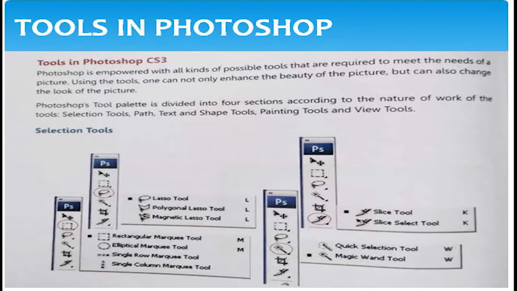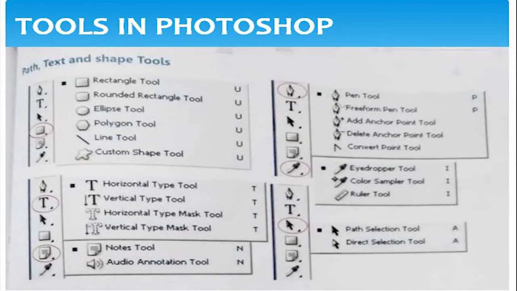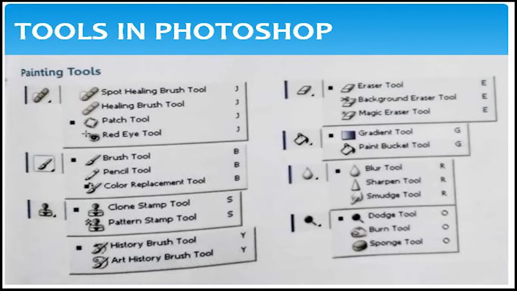By using these selection tools, we will select the image. Next one is path, text and shape tools. By using these, we can enter text in Photoshop and we can draw shapes in Photoshop. Next one is painting tools. By using these painting tools, we can paint the photos, or we can erase the photos, or we can erase the background of the image also. That means we can color the shapes by using these painting tools.